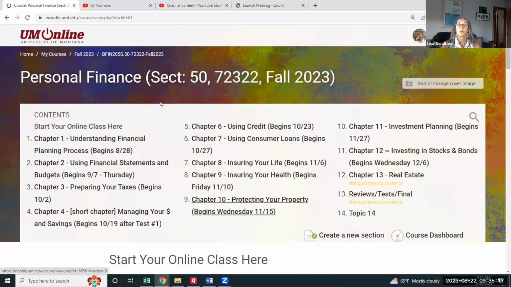So what I want to do today is go through the Moodle shell so that you can see how the class is lined out, and then take a peek at the syllabus. So let's go take a look at the Moodle shell first. You can see you're actually in the Start Your Online class here right now. There's 12 chapters, and they're all basically lined out the same. The first unit isn't lined out the same because that's our intro, but all the rest of them are.